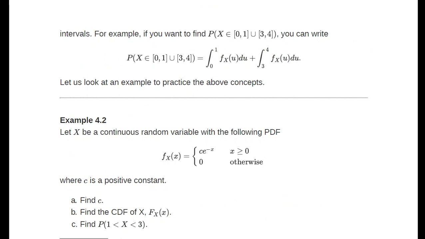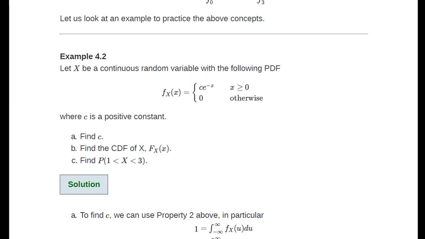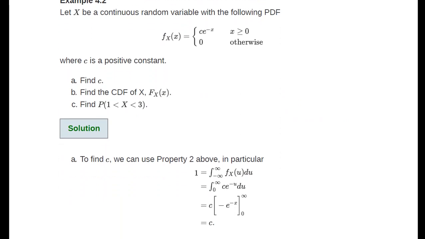Let us look at an example to practice the above concepts. Let X be a continuous random variable with the following PDF: f_X(x) equal to c times e to the power of minus x, for x greater than or equal to 0, and 0 otherwise, where c is a positive constant. Find c, find the CDF of X, and find the probability of X between 1 and 3.